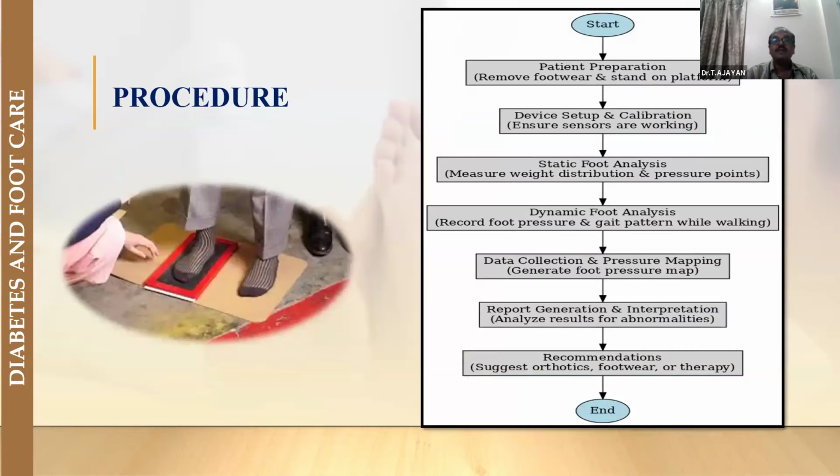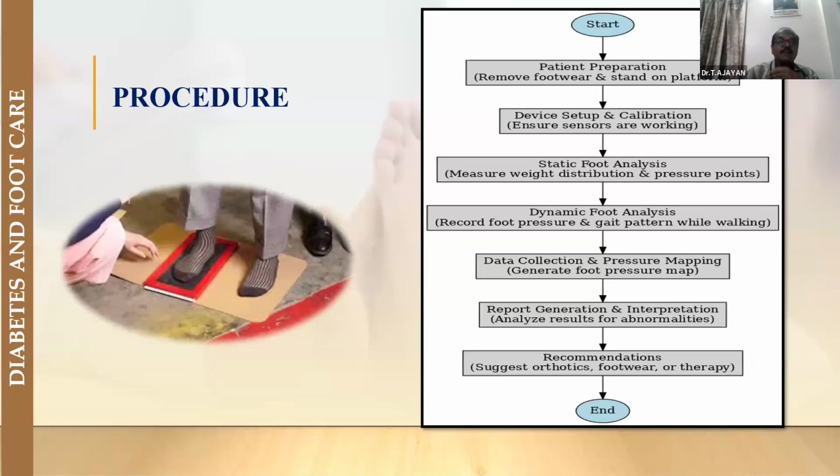The procedure is very simple. First, patient preparation: remove footwear and stand on a platform. Device setup and calibration: ensure the sensors are working. Static foot analysis: if it is an electronic device, you ensure the sensors are working or not. Then measure weight distribution and pressure points. Dynamic foot analysis records foot pressure and gait pattern while walking. Then data collection, pressure mapping, report generation and interpretation, and finally recommendation.